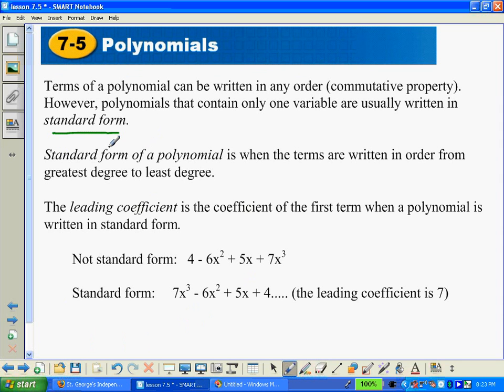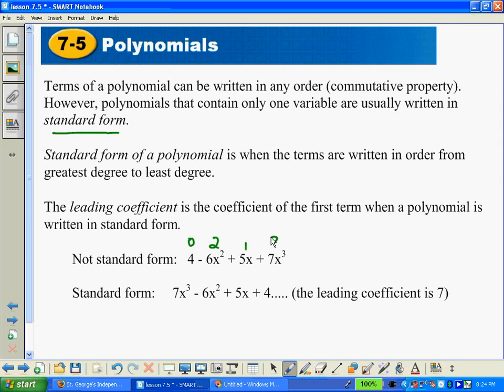For instance, in this example down here, what's the degree of the first term? The degree is 0. What's the degree of the second term? 2. The degree of the third term is 1. And the fourth term is 3. Are these in descending order? They're not. So this is not in standard form. However, in this other example, we have degree 3, degree 2, degree 1, degree 0. So this polynomial is written in standard form because the degrees are written in decreasing order.